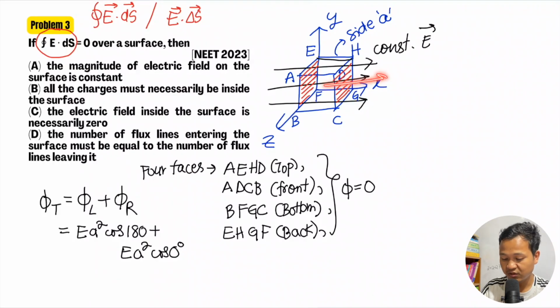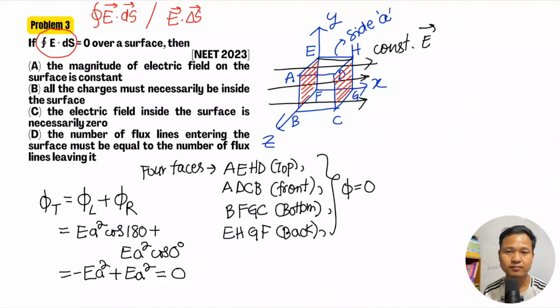For the right face, the area vector and electric field are in the same direction, so the angle between them is 0. Here E A square cos 180 is minus 1, so here you'll have minus E A square plus E A square. So this is 0. The total flux due to this cube is finally 0.